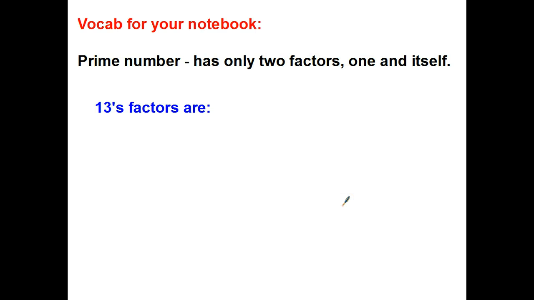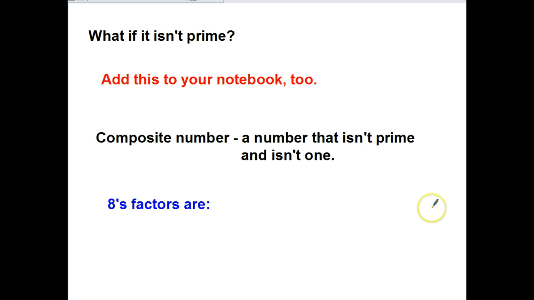So here's some vocabulary to add to your notebook. In just a second, you're going to stop and jot this down. A prime number has only two factors, 1 and itself. 13 is an example of a prime number. The only way to multiply and get 13 are 1 and 13. Same thing with 11 and 17. So 11, 13, and 17 are all prime numbers.